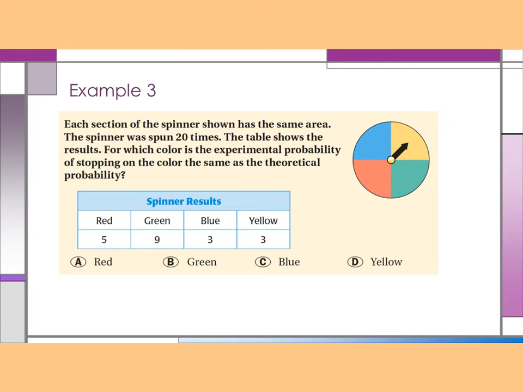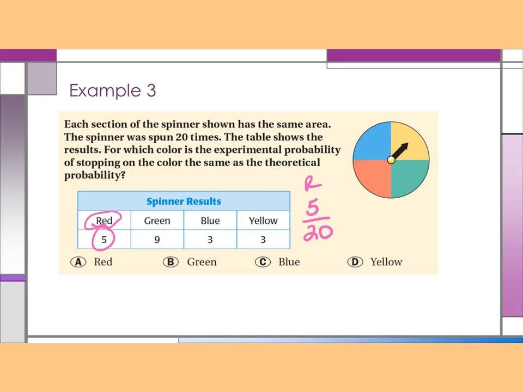So example 3 says each section of the spinner shown has the same area. The spinner is spun 20 times. The table shows the results. For which color is the experimental probability of stopping on the color the same as the theoretical? So experimental is based on this data. We actually performed this 20 times, so the 20's in the bottom. And if I want to get red, then it's 5 out of 20.